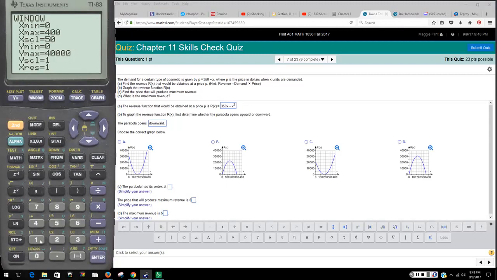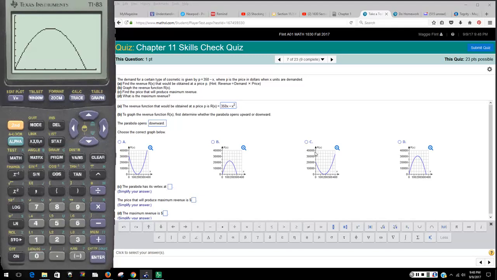And again, this time I think I wouldn't let it go by thousands. I would let it go by 5,000. That appears to be what they've done. If you look here, the second tick mark is 10,000. So they're going by 5,000s. And this should match very nicely when we actually hit graph.